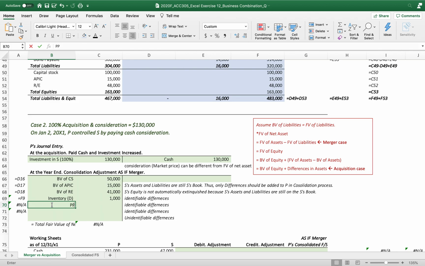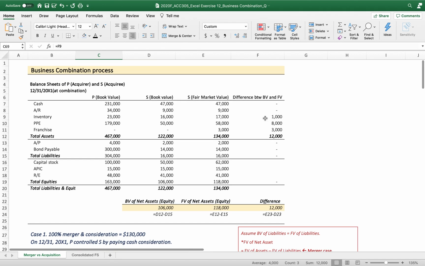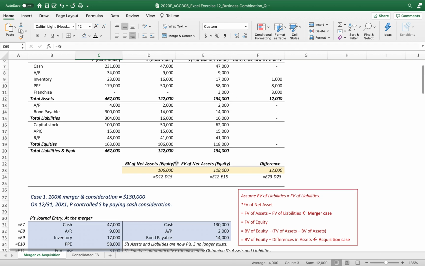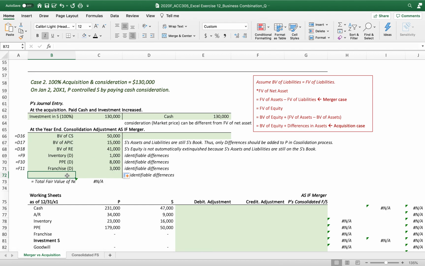And then PP&E, also the franchise, that is the differences. I just collected these differences from this balance sheet of P and S company. So difference between book value and the fair value of this asset. Now I collected everything. Okay, so as you remember, this is the book value of the net asset. Book value of equity is the book value of net asset, right? Again, the book value of equity is equal to the book value of the asset, but we include the differences, inventory, PP&E, the franchise in asset.